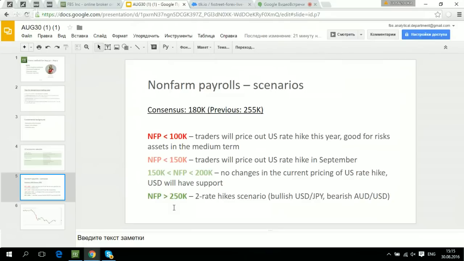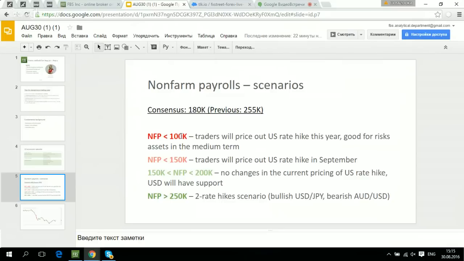Firstly, with NFP, I think that if American non-farm payrolls come below 100,000 mark, then it will be a big disappointment for traders. It will be a kind of repeat of a very weak data which US labor market produced in May. Then there was a big sell-off of American currency on this weak data.